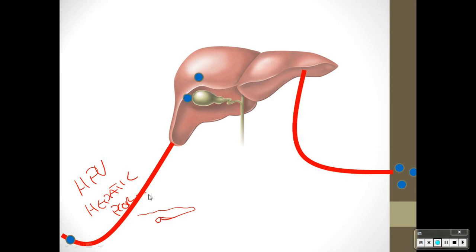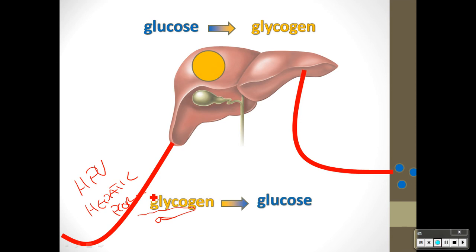So if you have lots of glucose in your blood, what the liver will do is turn the glucose into glycogen, which is just a storage product. Okay? Now, if you do not have enough glucose in your blood, the liver will turn the glycogen back into glucose and give you a nice little sugar boost.